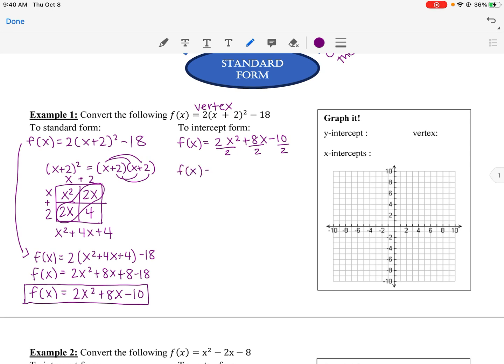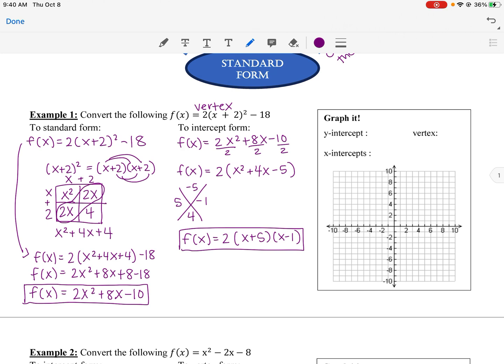So I'd get f of x equals 2, parentheses. When I divide 2x squared by 2, I get x squared. 8x divided by 2 is 4x. Negative 10 divided by 2 is negative 5. So I'm looking for what multiplies to negative 5 and adds to 4. In this case, I have a positive 5 and a negative 1. And since there is no number in front of the x squared now, right, we factored it out, I can use my shortcut. So we're still going to have a 2 out front, but my two factors are x plus 5, x minus 1.